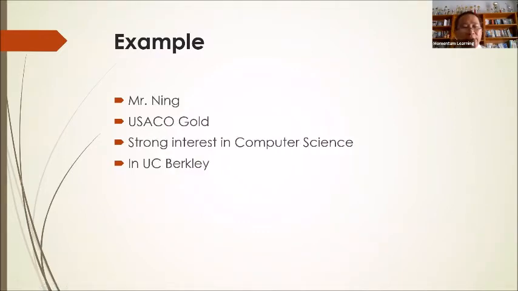This student actually has graduated from college. So he was USACO Gold. That's before USACO had the platinum level. Before 2016, there were only 3 levels: bronze, silver, and gold. Platinum was added in season 2016. So he was gold, and he has very strong interest in computer science, and he went to UC Berkeley. And then I didn't follow whether he has stayed in California, joining the big tech companies.